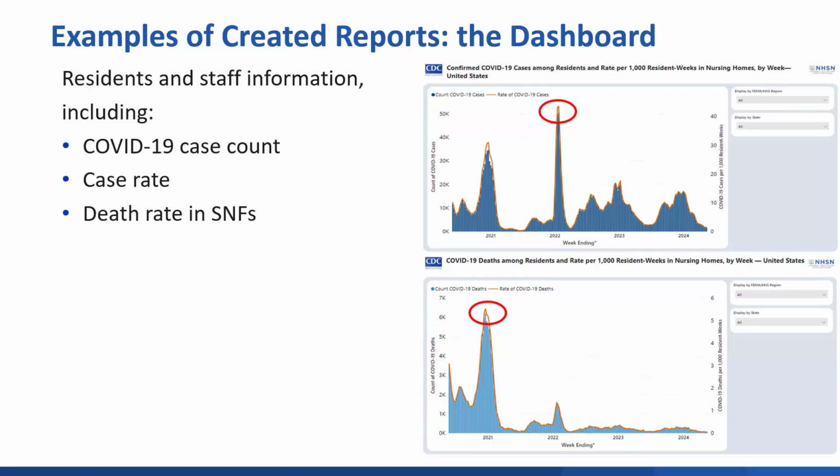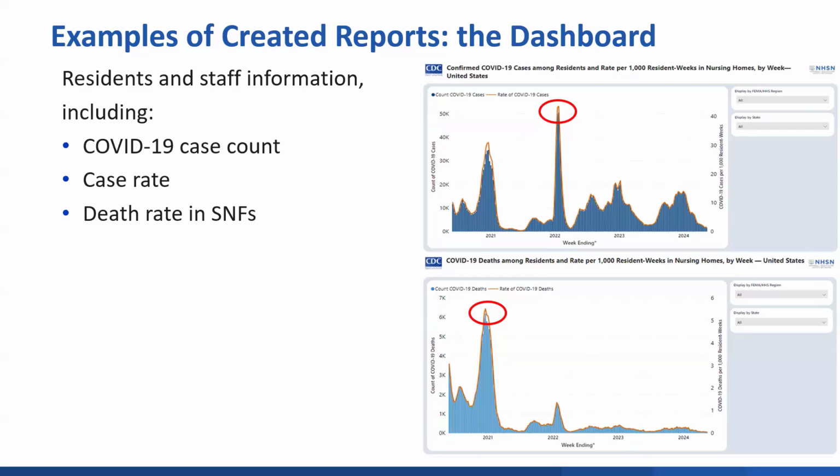On the top, we have the confirmed COVID-19 cases among residents and rate per 1,000 resident weeks in nursing home by week in the US from the period of 2021 to 2024. We can see that the peak of COVID case and COVID rate was reached in 2022 in the nursing home, in the skilled nursing home.